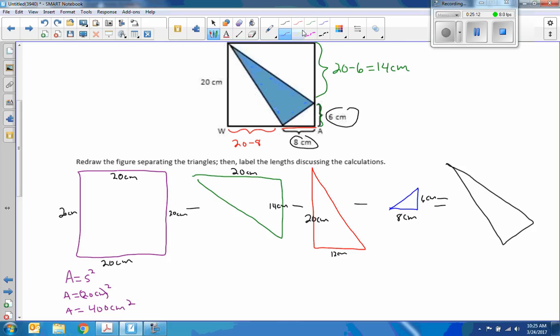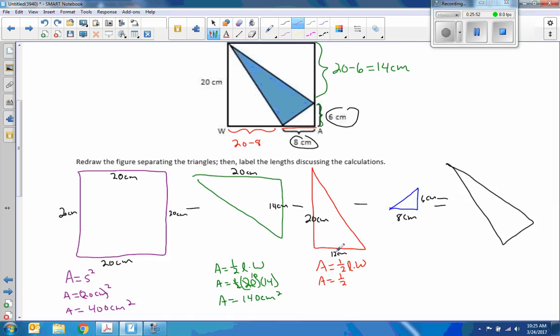Okay, now find the area of this. The area of a triangle is 1/2 length times width. So the area is 1/2 of 20 times 14. Half of 20 is 10. 10 times 14 is 140 centimeters squared. Okay, see how this all falls into place? Hopefully it doesn't fall apart. Area equals 1/2 length times width.